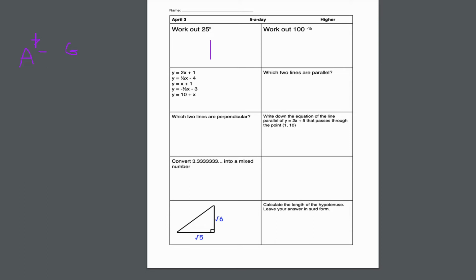Next one. 100 to the power of minus a half. Well, that minus flips it, so it's the reciprocal. 1 over 100 to the power of a half, which is 1 over the square root. So power of a half means the square root, and we're looking at the positive root here. So the answer we get is 1 over 10, or 0.1. Either way is fine. 0.1.